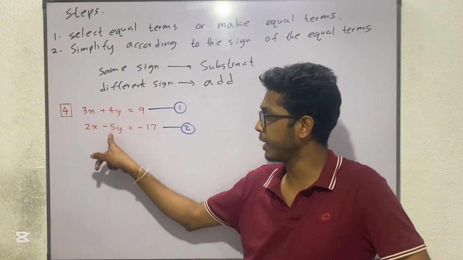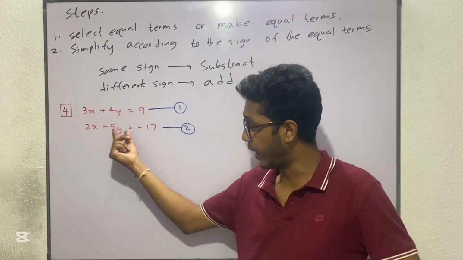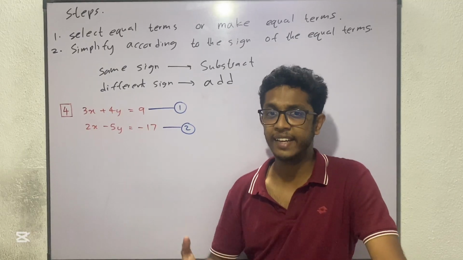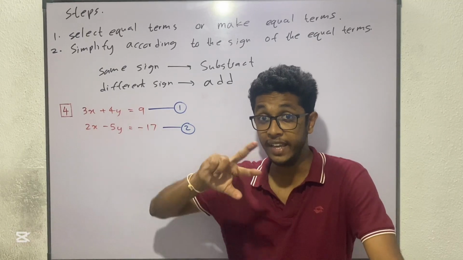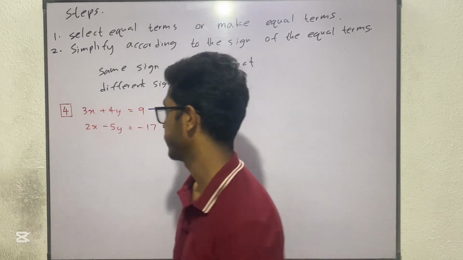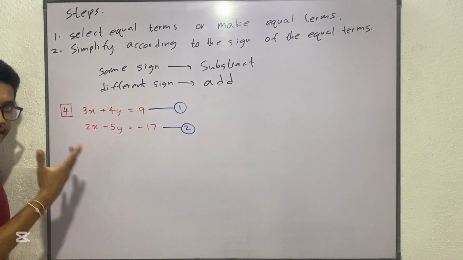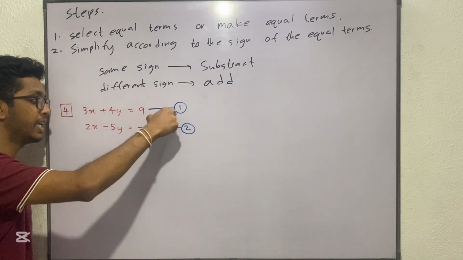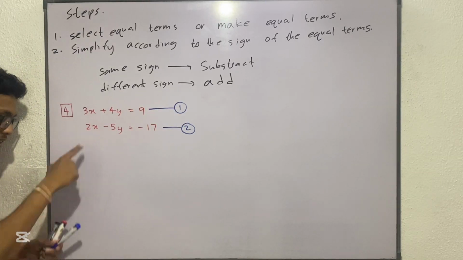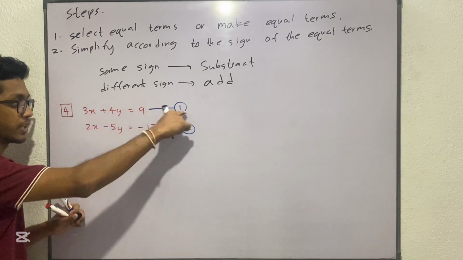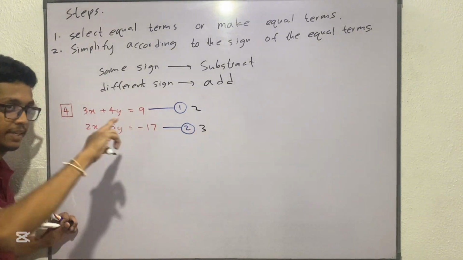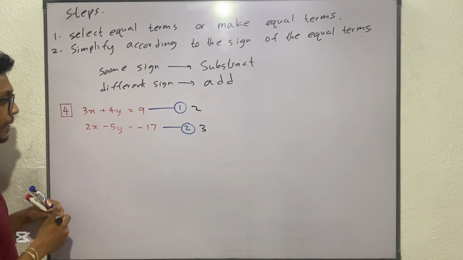I can't make 4y by multiplying 5y by a number, and I can't make 5y by multiplying 4y by a number. Then in that type of question, what do we do? We exchange and multiply. I need to make the same x term. So to make the same x term, I have to multiply the first equation by the x coefficient of the second equation. That means the first one by 2, the second one by 3.